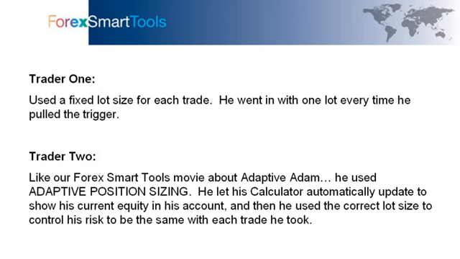Trader 2, like our Forex Smart Tools movie about adaptive Adam, we hope you remember that, used adaptive position sizing. So he let his calculator automatically update to show his current equity in his account. And then he used the correct lot size to control his risk to be the same with each trade he took. So his position size is not the same, but his risk is the same.